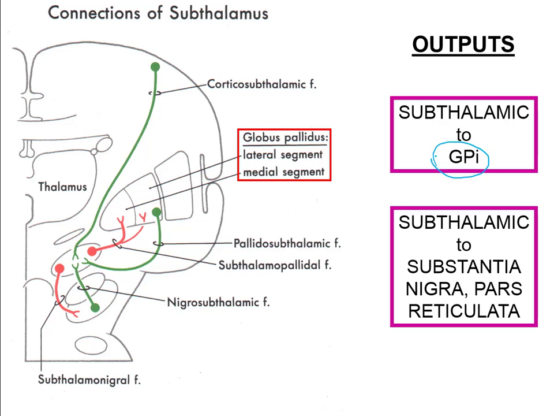So we went cortex to putamen, putamen to GPI. That was direct. And then we went putamen to externa to subthalamic to interna. That's an indirect way to get to the output device. It also projects to the pars reticulata of the substantia nigra. What's that? Another output device. Okay?